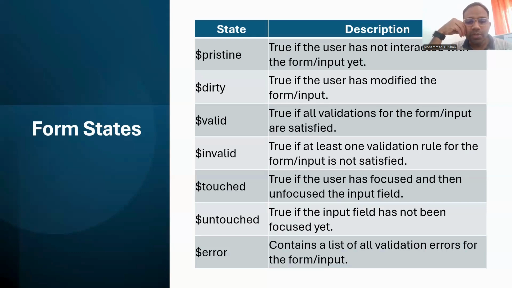So here $touched means true if the user has focused and unfocused the input field, means the cursor went into the text field or some field and it came out of it. Then it is true. $untouched is true if the input field has not been focused yet, means we didn't place our cursor in that particular text box or text area or any other component. And finally, $error contains a list of all validation errors for the form input. I hope this slide is clear. Otherwise, you can comment in the comment section.